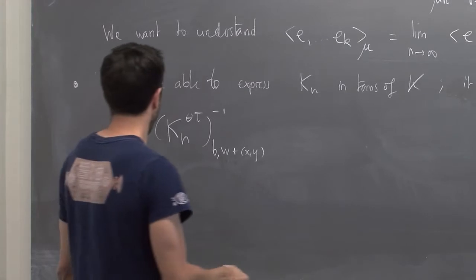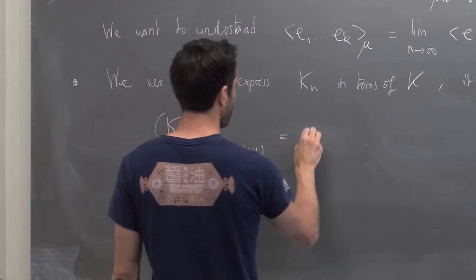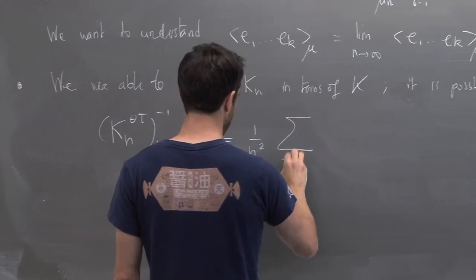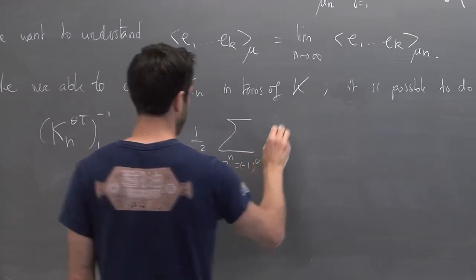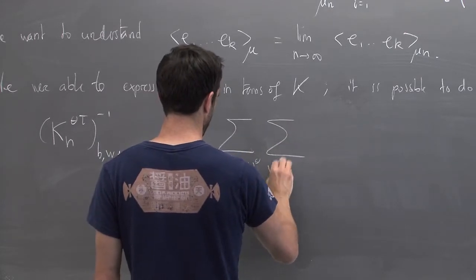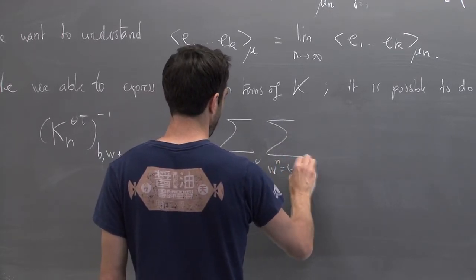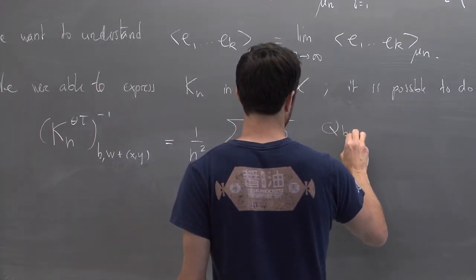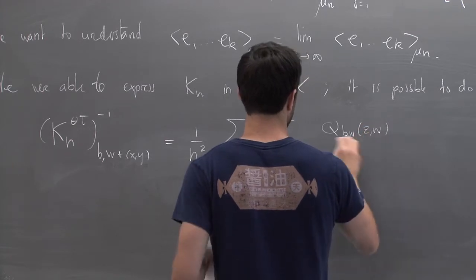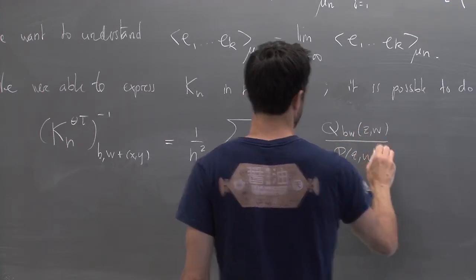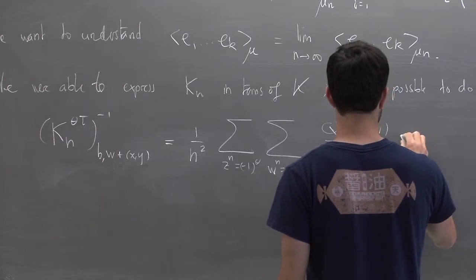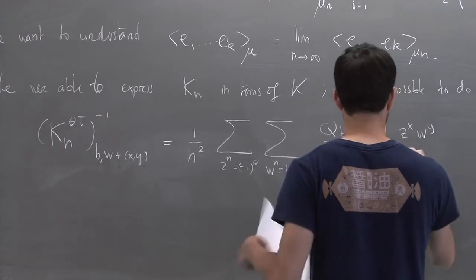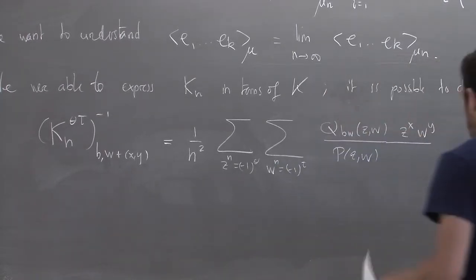Okay. Right. So what they prove is that this is equal to 1 over n squared, sum over z^n equal to minus 1 theta, sum over w^n equal to minus 1 tau, and then Q(B,W)(z,w) over P(z,w), times z^x w^y, and that's it.